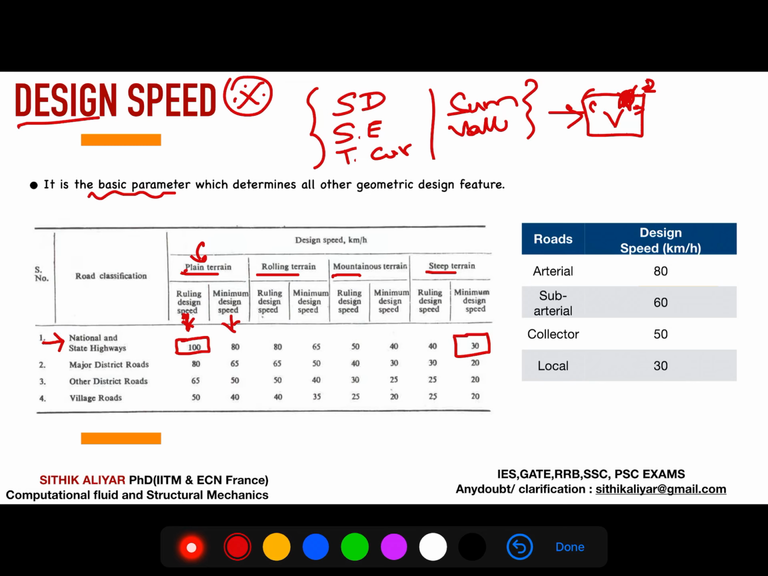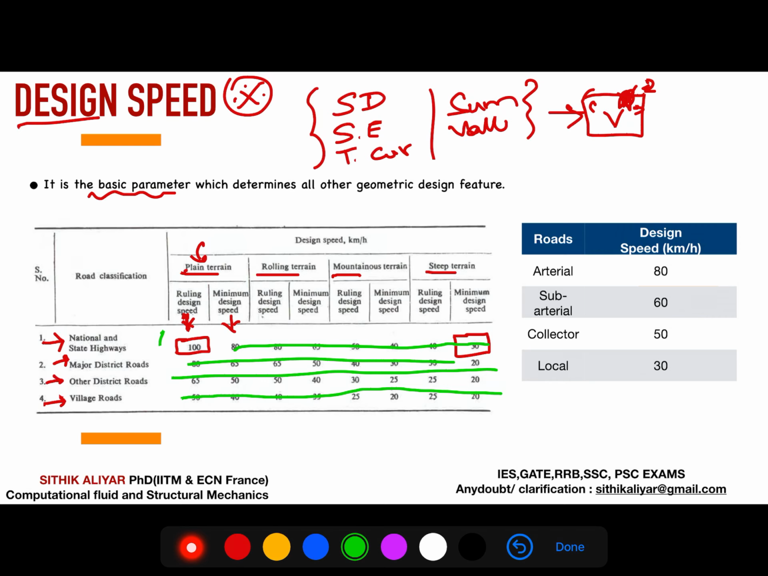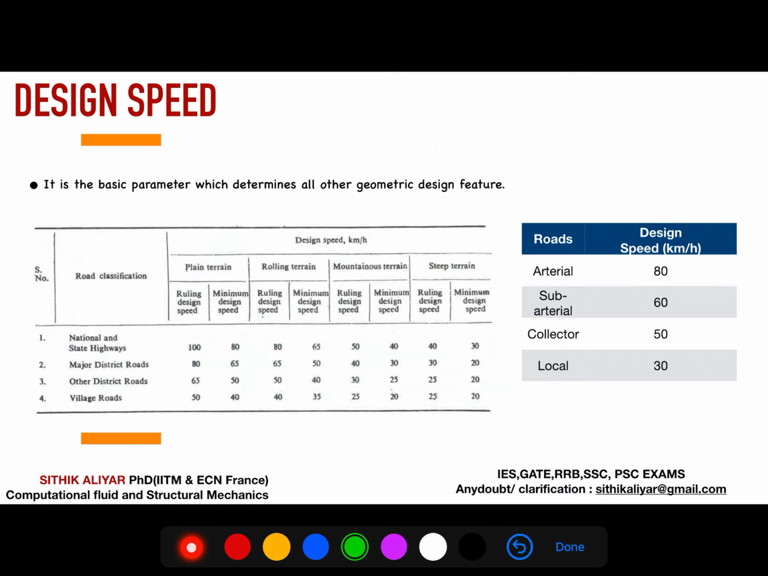Similarly, you can pause the video and note down the design speeds for MDR, ODR and village roads. No need to memorize anything. In my experience, nobody is going to ask you anything other than national highway problems. Most of the problems will come in terms of national highways, and very rarely state highways. So the design speed related to national highways will be enough. You can pause the video and note everything.